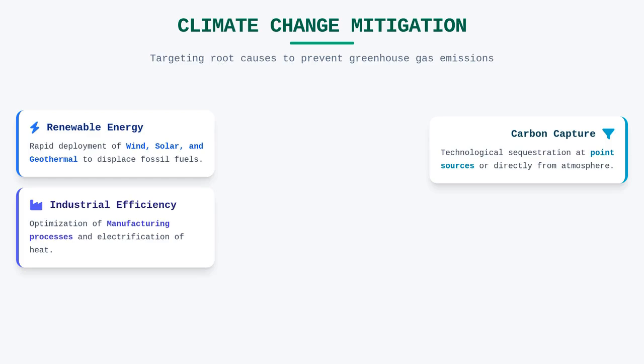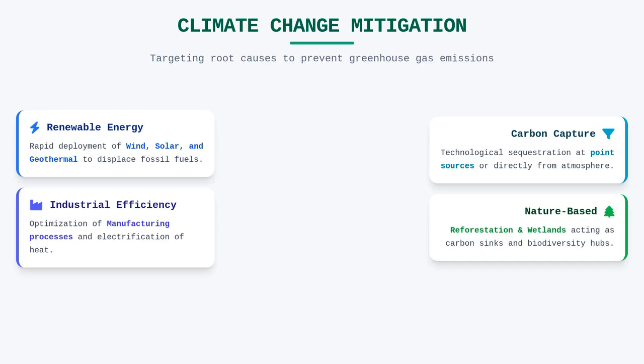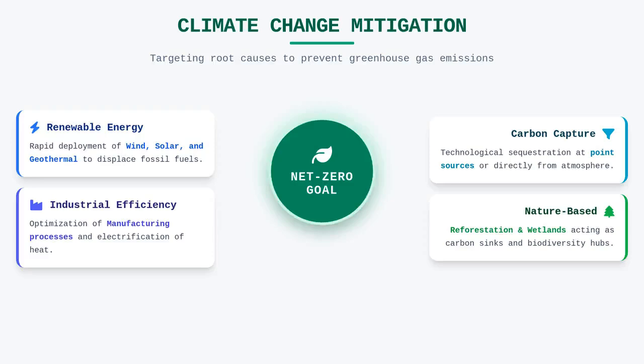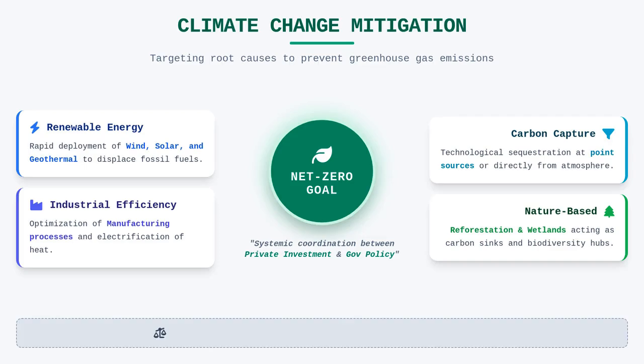Furthermore, nature-based solutions, such as reforestation, wetland restoration, and soil carbon sequestration, provide dual benefits by acting as carbon sinks while simultaneously enhancing biodiversity. These strategies require systemic coordination across both private sector investment and government policy to reach the necessary scale for achieving net zero objectives. Balancing these technological and natural interventions is complex, as each carries distinct trade-offs regarding cost, scalability, and long-term retention of carbon.